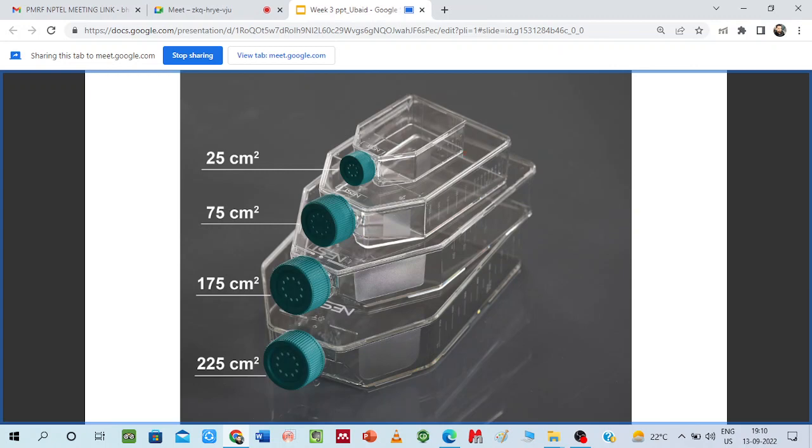And same like in T75, the actual surface area on which the cells adhere is 75 centimeters square. That's why they are named T25, T75. And T means tissue culture flask.